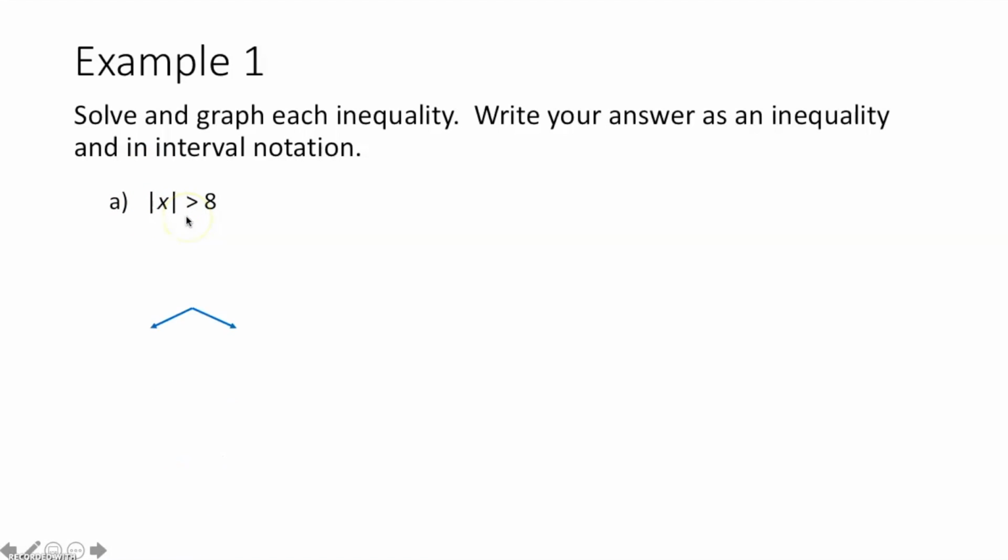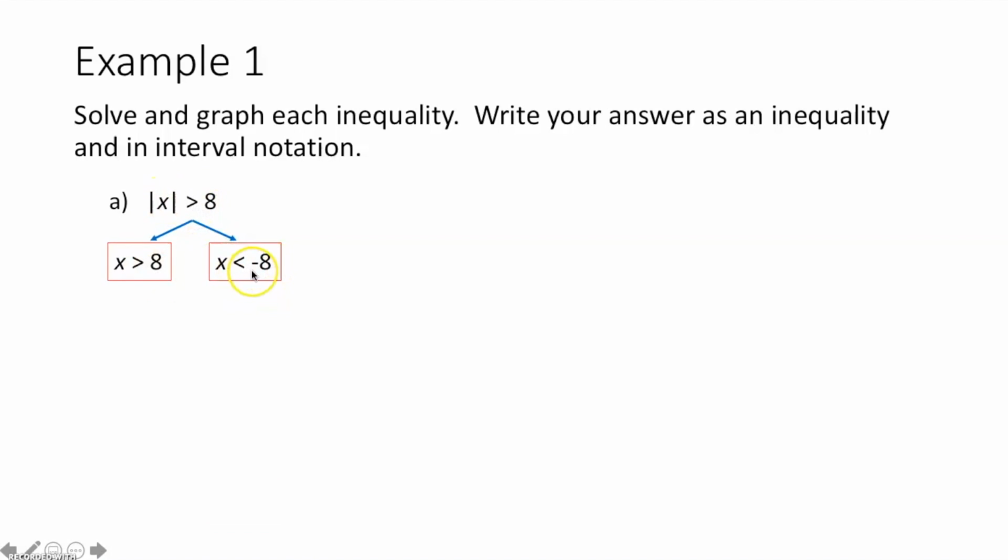Next, we're going to break it into two separate inequalities. One is going to be exactly what you see: x is greater than 8. For the one over here, what's inside the absolute value is going to stay the same. It's going to be x. You're going to flip the inequality sign, and then you're going to change this to the opposite expression. So x is less than negative 8.